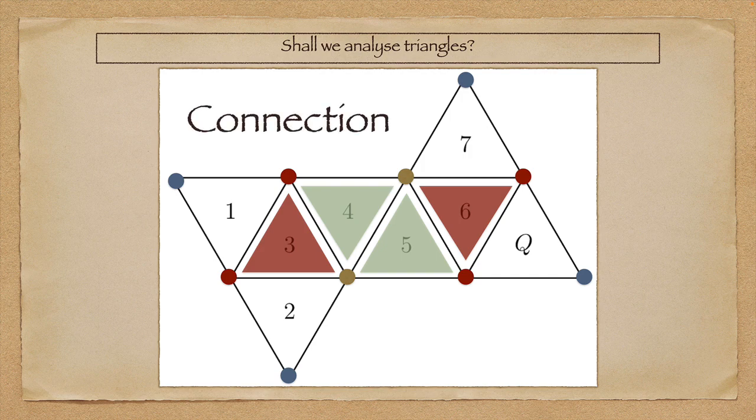3 is connected to 3 other triangles, 6 is connected to 3 other triangles. Whereas 4 is connected to just 2 other triangles, 3 and 5, and 5 is connected to 4 and 6. 1, 2, 7, and Q are all connected only to one other triangle.